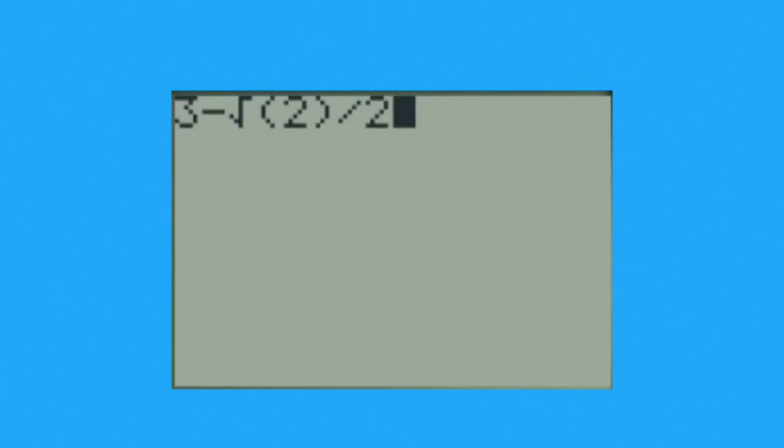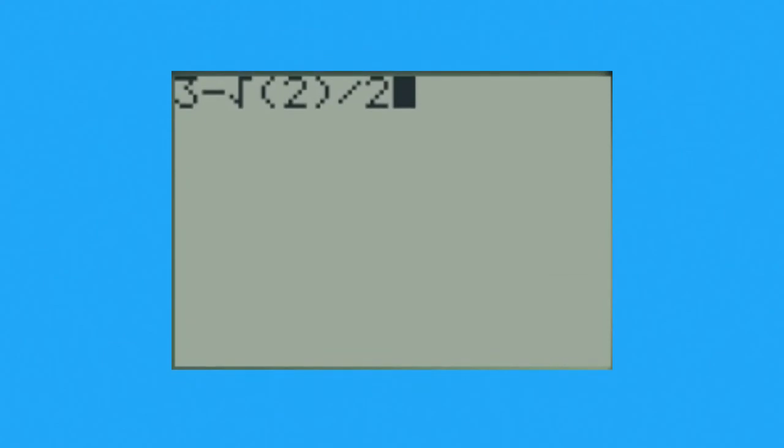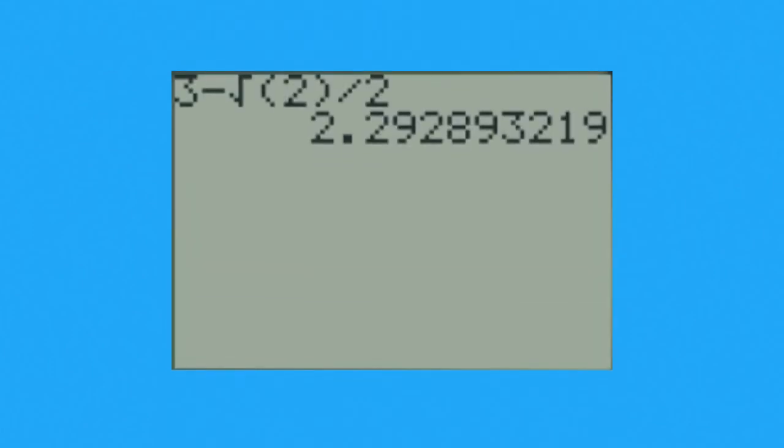Let's verify. Go back to your main screen by pressing second mode, which will quit the graphing screen. Type in the zero which we found for the left zero. As a reminder, that was 3 minus the square root of 2 over 2. If you press enter, you will find the same decimal digits that we saw on the graph.